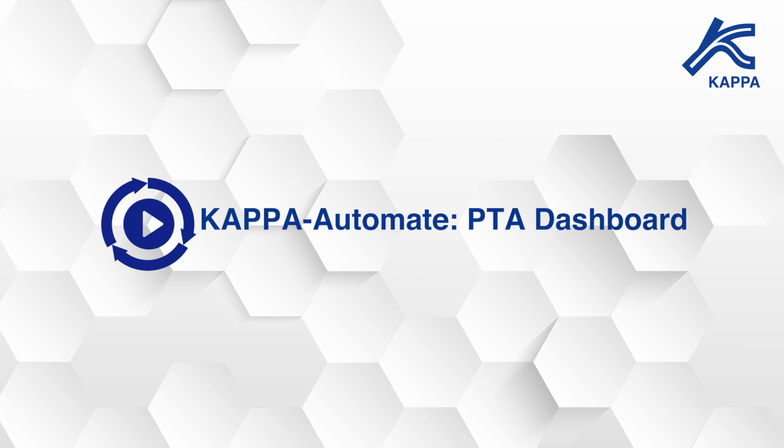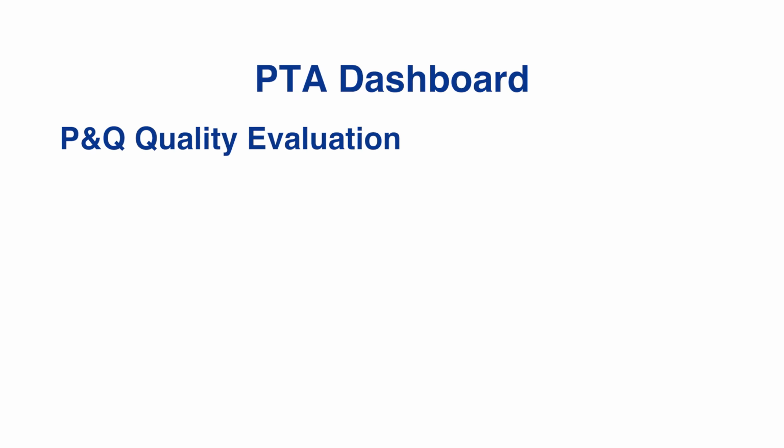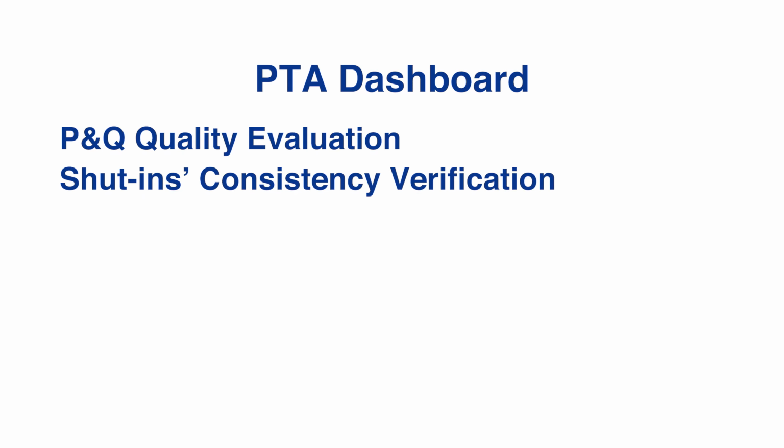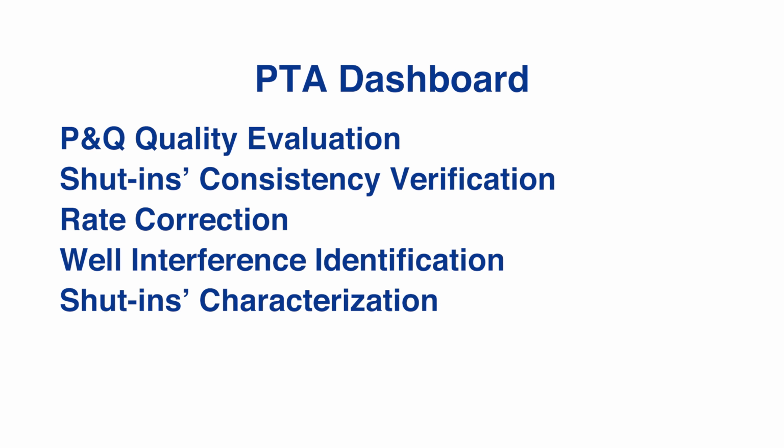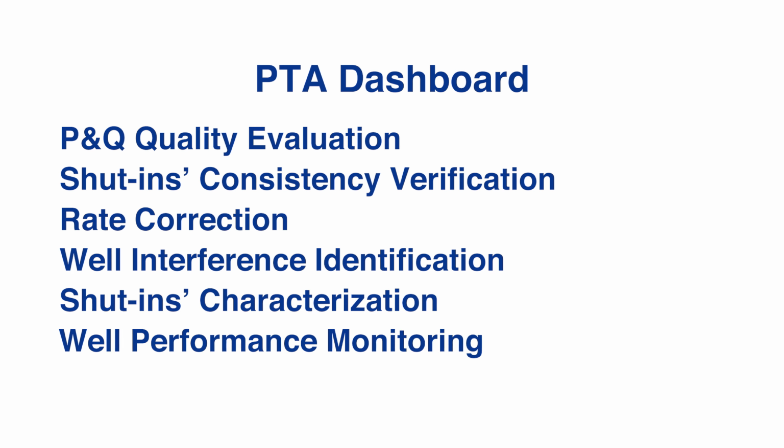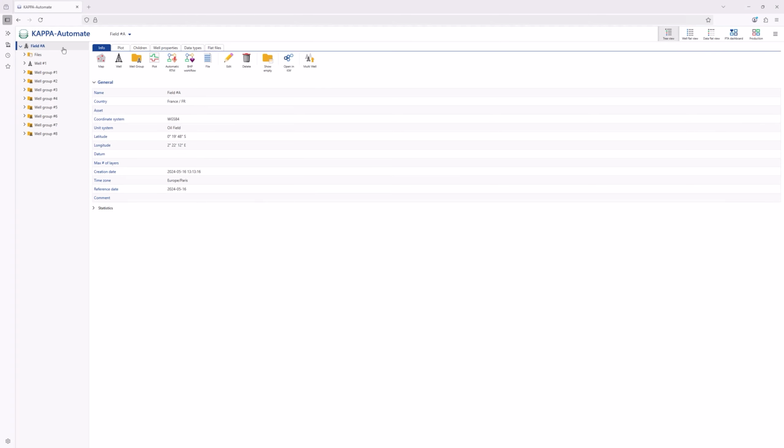KAPPA-Automate, PTA Dashboard. The PTA Dashboard provides a consolidated and complete view of a well shut-in history and analyses results. It enables quality evaluation of the data used in pressure transient analysis, verification of shut-in consistency and correction of the production rate prior to shut-in, identification of well interference, shut-in characterization through attribute assignment, and tracking of well performance over time using PTA results and derived parameters.